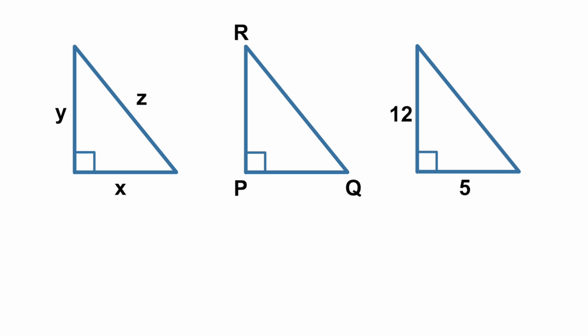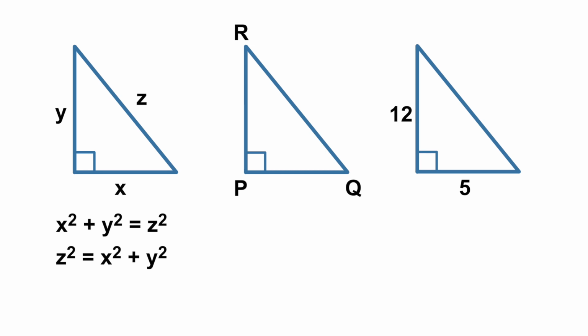You need to be comfortable with the theorem and understand that the square of the length of the hypotenuse, the longest side, is equal to the sum of the squares of the lengths of the other two sides. So for the first triangle, we have the sides x, y and z. Z is the hypotenuse. It's the longest side. So x squared plus y squared is equal to z squared using the formula. You could, of course, write this as z squared is equal to x squared plus y squared.